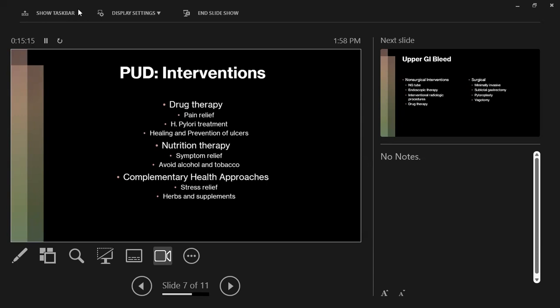Finally, complementary health approaches: stress relief, and then some herbs and supplements can be used. It is thought that the ulcers, as we discussed before, can be caused by stress. And so your book talks about using yoga or other complementary health approaches to decrease levels of stress to prevent ulcer development or progression.